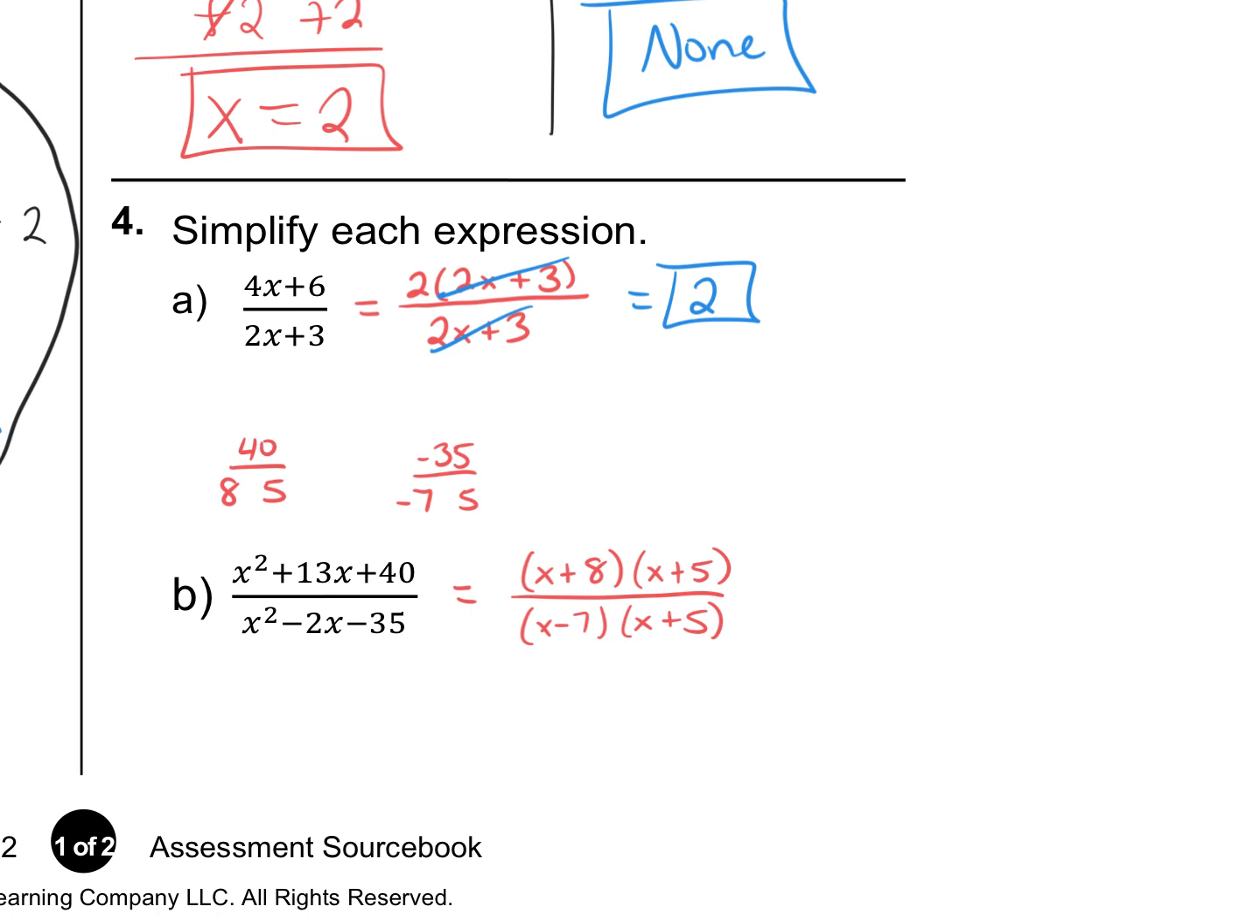What do I do next? Cancel. Once you have them simplified, all you've got to do is start canceling some things off. What can cancel? x plus 5. That's it. So I write what I have left. What's left on the top? x plus 8. What's left on the bottom? x minus 7.